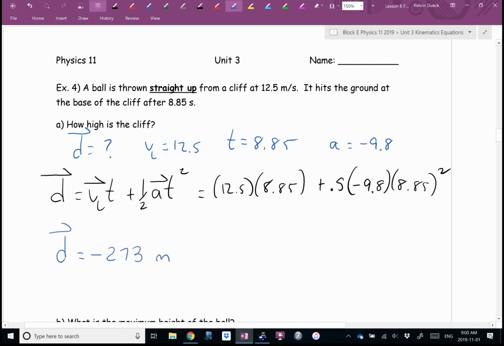Oh, and you know what? I think technically here I could go to 3 sig figs because of the 12.5 and the 8.85. I know negative 9.8 is 2 sig figs, but we're kind of going to ignore that for the purposes of our sig fig calculations. And since it technically said how high, if you gave me your final answer as a positive, the cliff is 273 meters high. I'm okay with that, but I'm fine if you leave the negative in just to remind us we ended up below where we started.